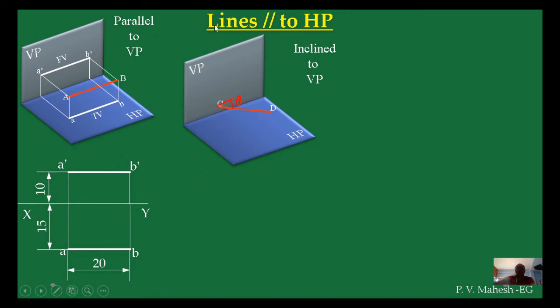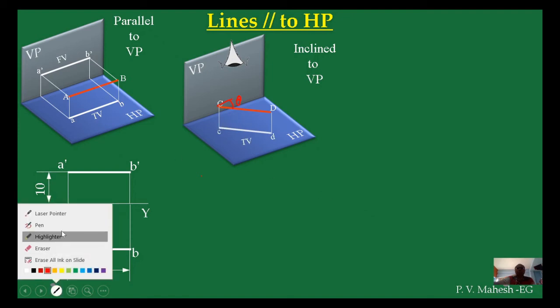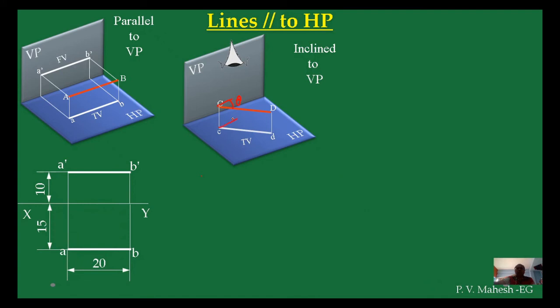So the lines are parallel to HP means the distance of C and D from HP is equal. So in top view you will see the true length. So we will start with the top view. In top view you will see the true length because the C and D are equal distances from HP. So this is the top view, and you will see the inclination here. Here you will see the true inclination of the line. Whatever inclination is there, that will be seen in the top view.